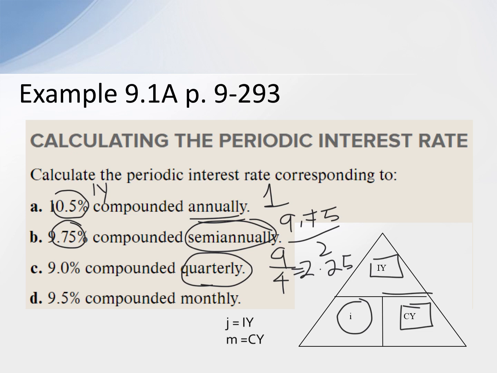D asks us to find the periodic interest rate of 9.5% IY compounded monthly, which is 12 times a year. So we would have 9.5 divided by 12, which would give you 0.7916 repeating percent per month.